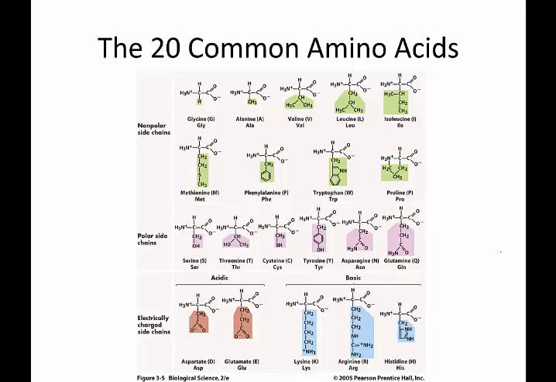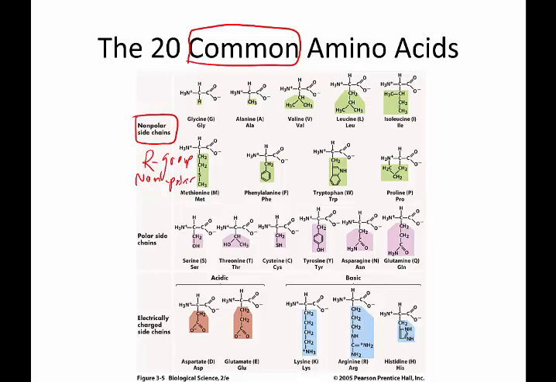So here are the 20 common amino acids. I should say these are common. There are actually more amino acids, but these are the 20 that you'll commonly see in life. And here we have them grouped by their various properties. Many of them are nonpolar. So these are side chains that are nonpolar. These are R groups that are nonpolar.